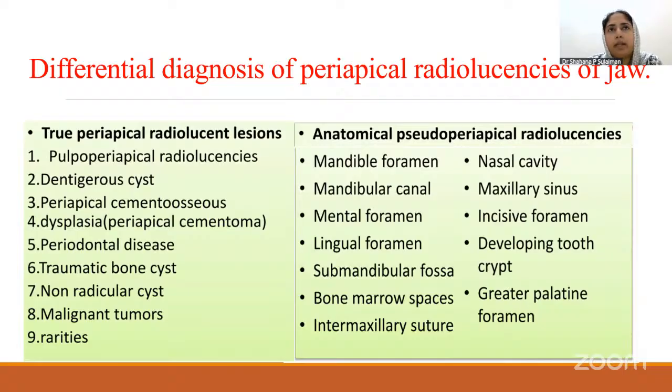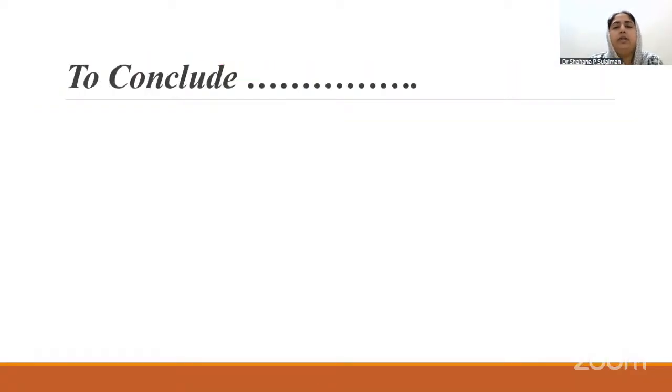Similarly, for multilocular radiolucency, you can think of the maxillary sinus, which has a multilocular appearance. And for periapical radiopacity, you can think of genial tubercles and the zygomatic process of the maxilla. When these are superimposed over the periapical region of teeth, they can mimic a periapical radiopacity. So with that, I would like to conclude.